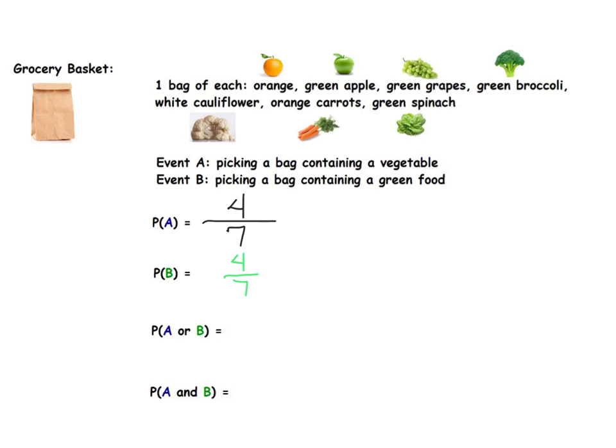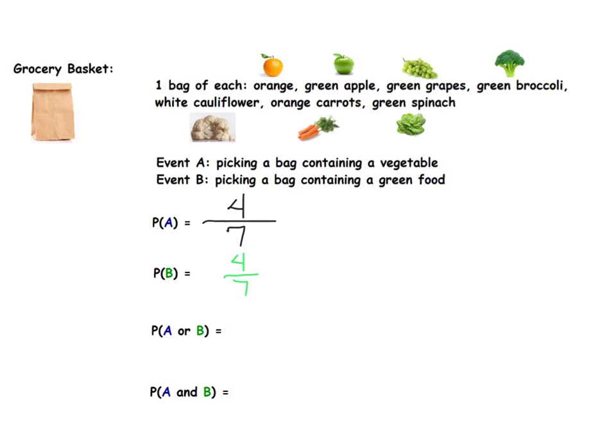Now we have to be careful here. If we calculate this like I did before, the probability of A plus the probability of B, we're actually not going to get the right probability because some of these elements overlap. They're a vegetable and they're a green food. So let's calculate this simply by thinking about the question. Picking a bag containing a vegetable or a green food.